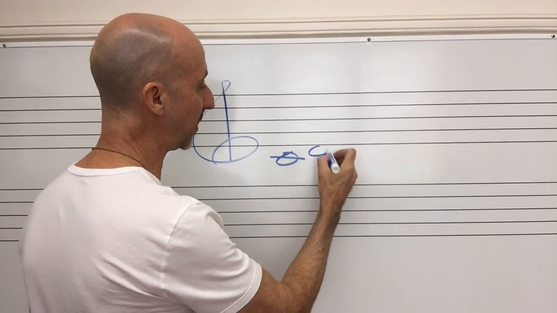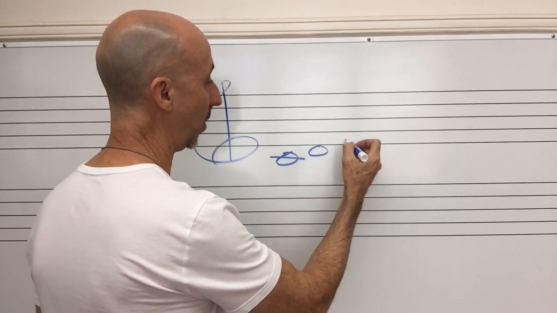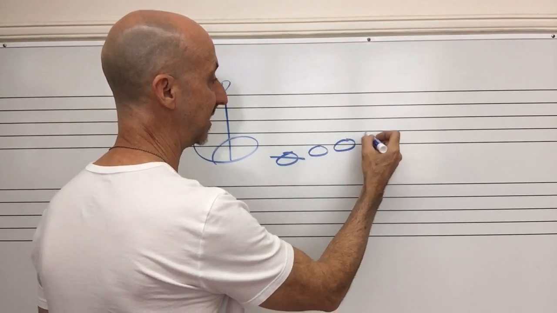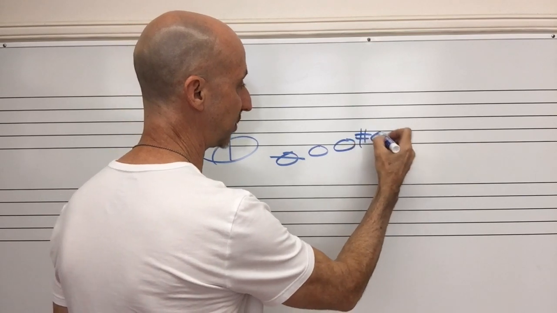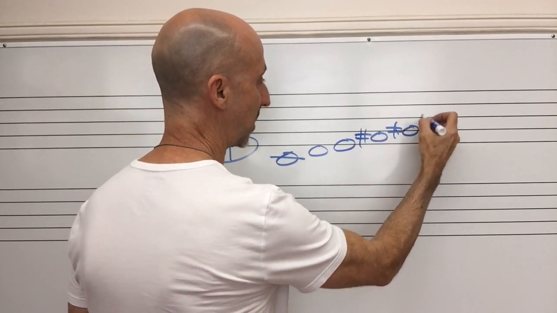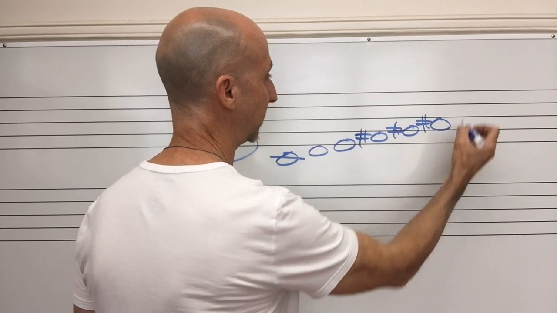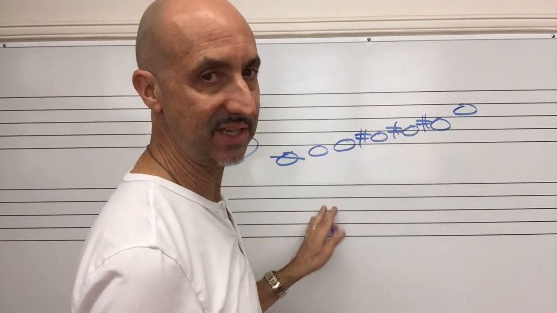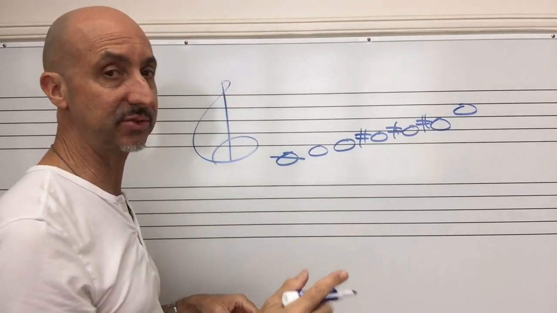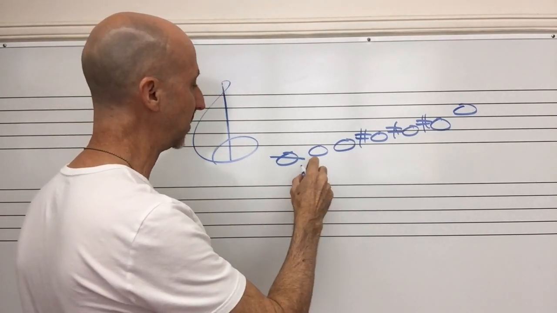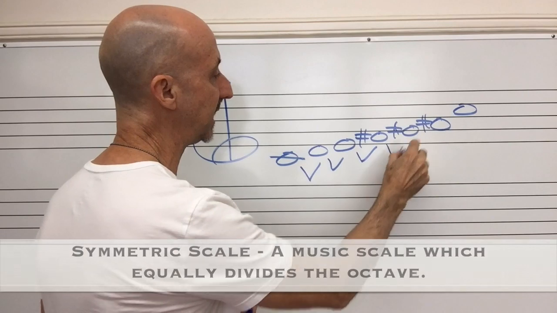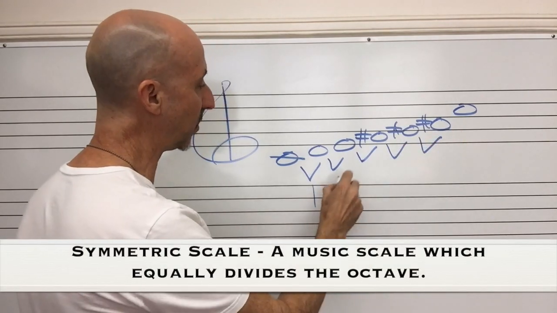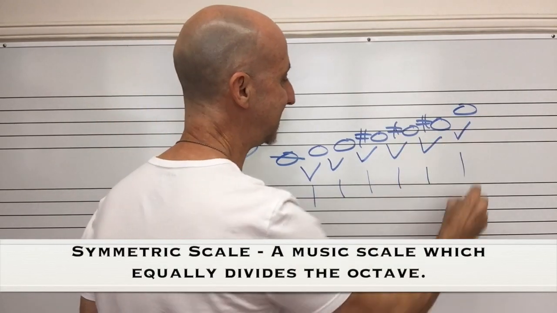So a whole step away from C is D. A whole step from D is E. A whole step from E is F sharp, G sharp, A sharp, and then we have the octave on top. So this is only a 6-note scale. It's a symmetrical scale, or symmetric scale. Each scale tone is a whole step apart, so they're all the same distance.